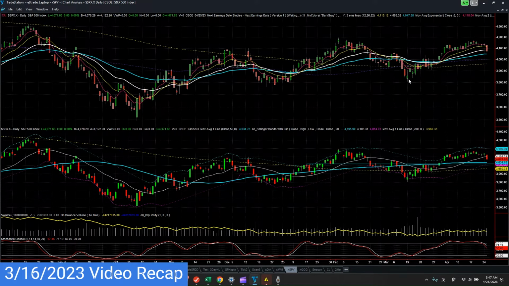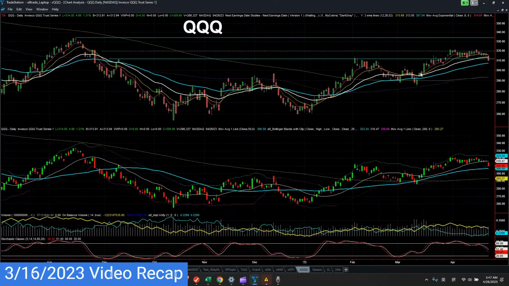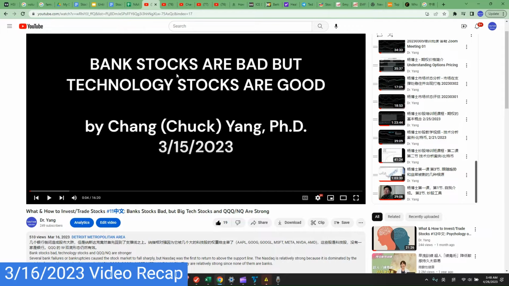However, I look at the Nasdaq. It was here. Nasdaq was strong. I observed that Nasdaq was strong. The bankruptcies did not affect the technology stocks, and technology stock was the safe haven. So investors rotate from other sectors into technology stocks as a safe haven. So from that observation, I concluded that Nasdaq will go up. So that's why I said bank stocks are bad, but technology stocks are good.